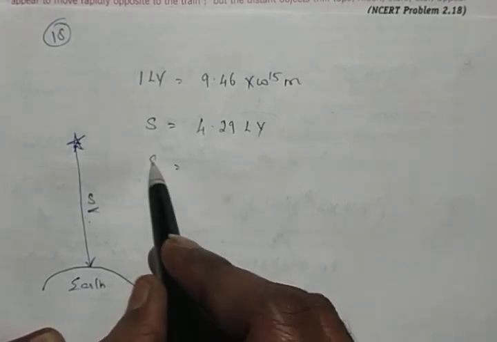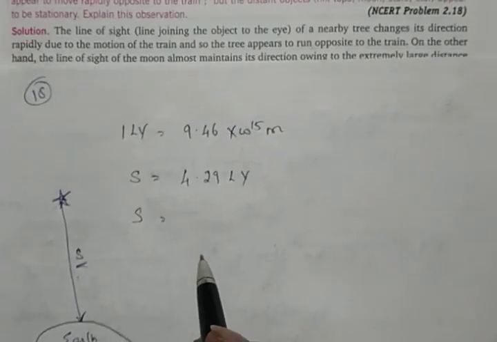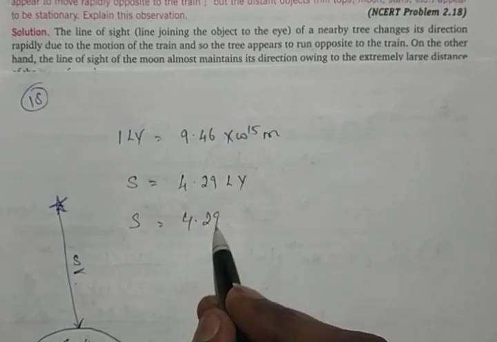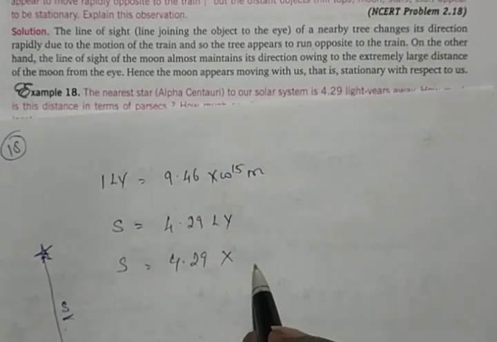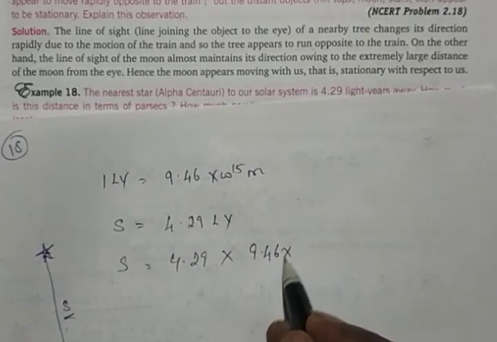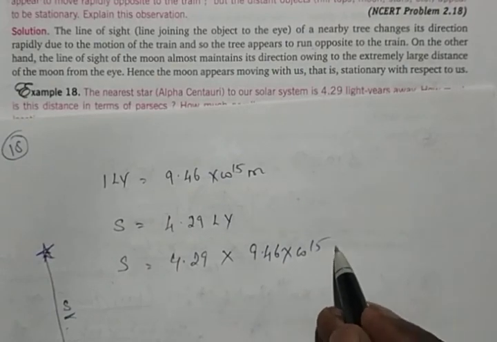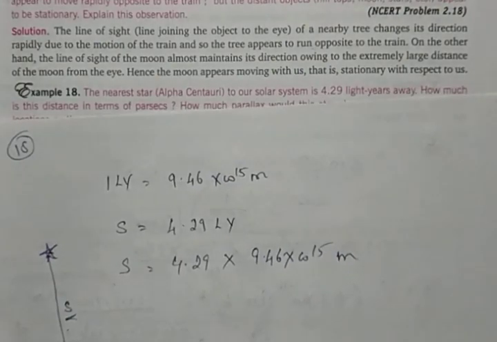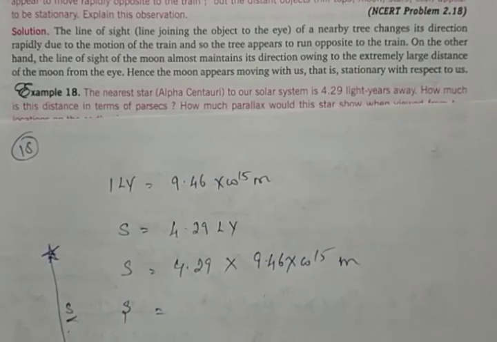So what is the distance here in terms of meters? It's going to be 4.29 into 9.46 into 10 to the power 15. That much meters it will be. So you can calculate the distance in terms of meters here. But this is just a distance in terms of meters.